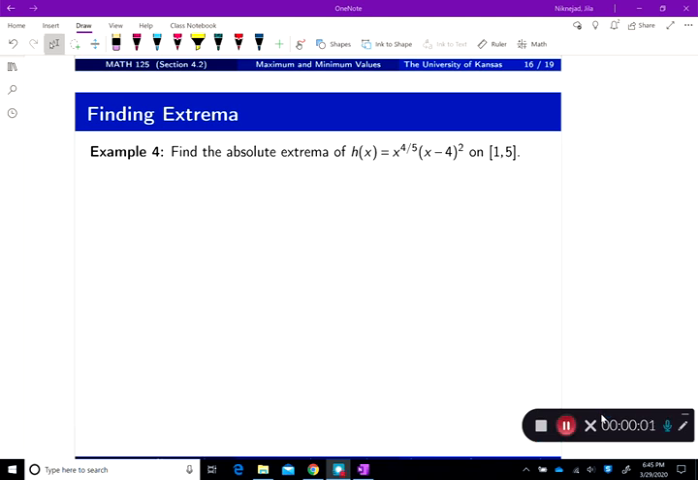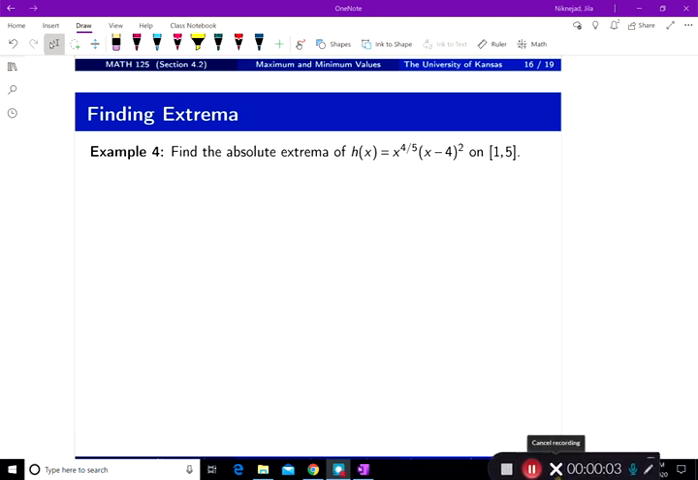Continuing with section 4.2, we want to show another example of the closed interval method. Here it says find the absolute extrema of h of x equal to x to the power 4/5 times x minus 4 to the power 2.